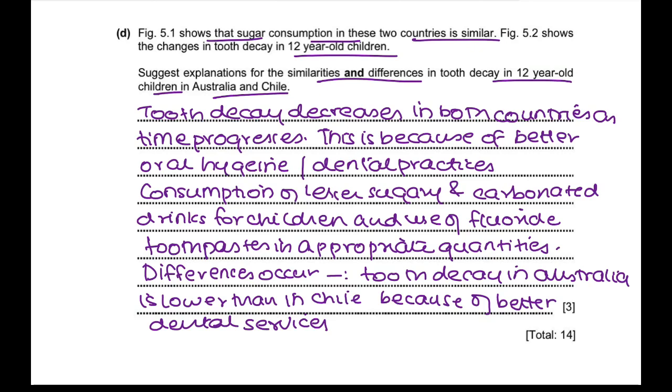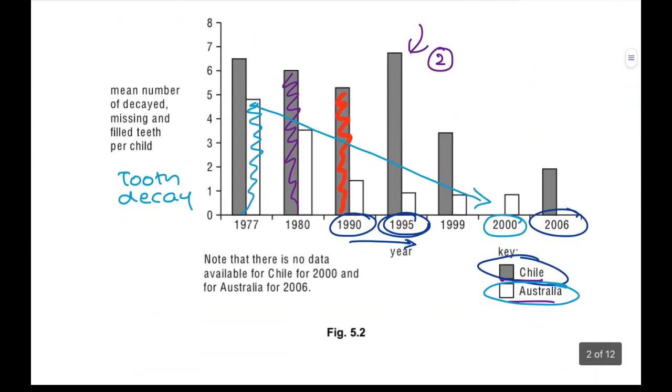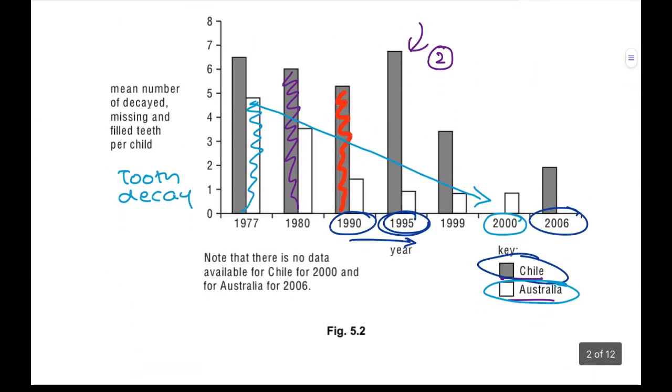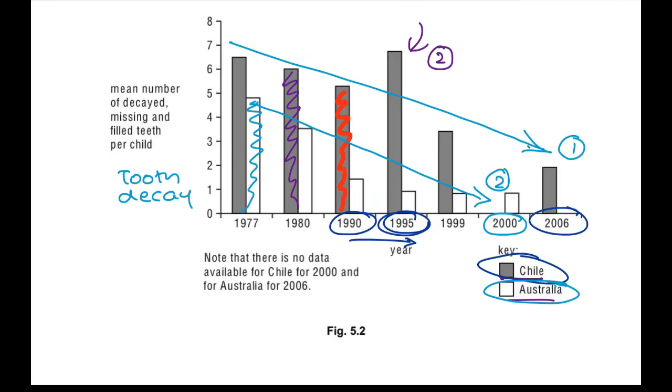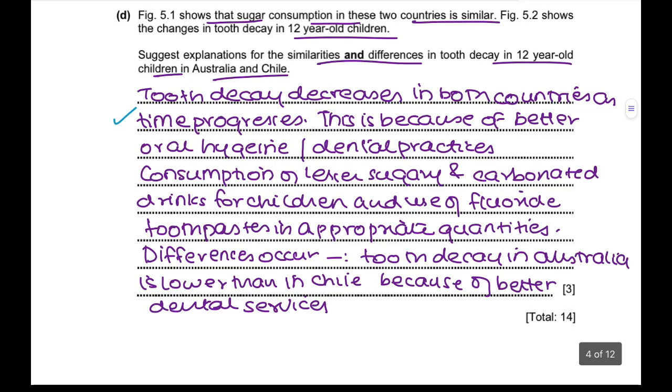Yes, so tooth decay decreases in both countries as time progresses. Let's look at the graph for tooth decay. Overall, if we look at the overall change, this is 1, this is 2. In both countries we are able to see a decrease in the cases of tooth decay. So the cases of tooth decay decrease as time progresses.